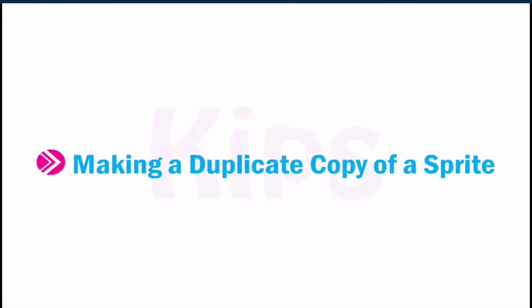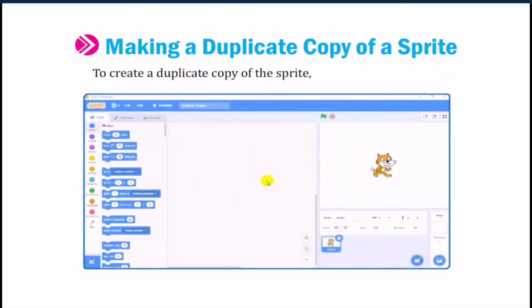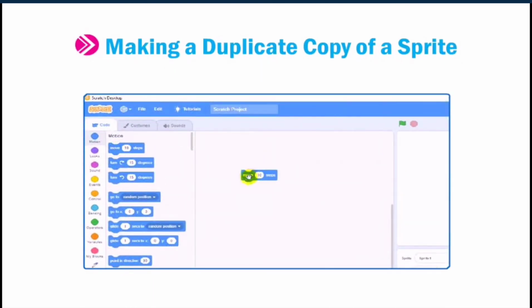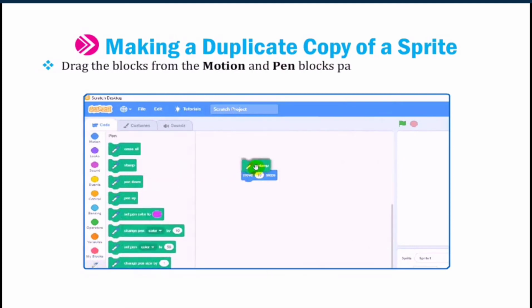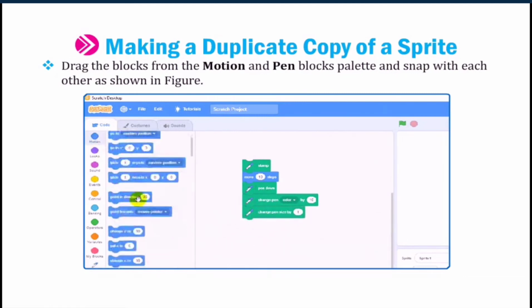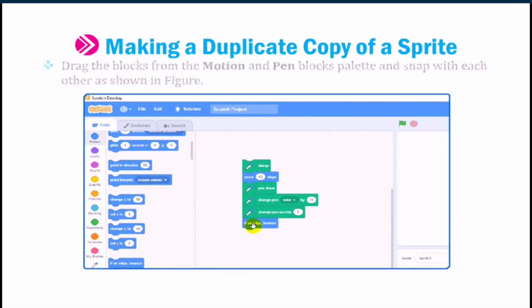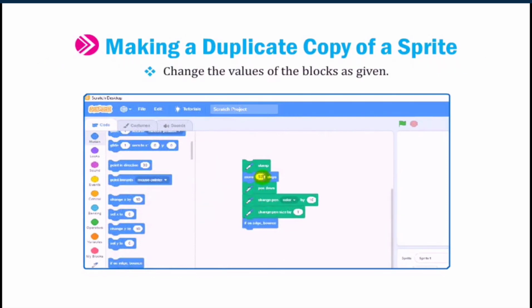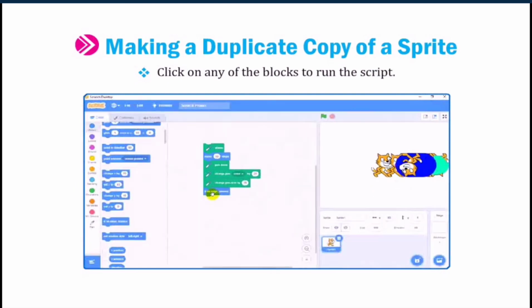Students, now let us know how to make a duplicate copy of a sprite. To create a duplicate copy of the sprite, the stamp block is used. Drag the blocks from the motion and pen blocks palette and snap with each other as shown in figure. Change the values of the blocks as given. Click on any of the blocks to run the script. You will see the duplicate copy of the sprite.